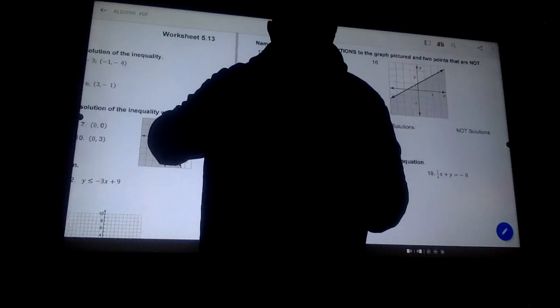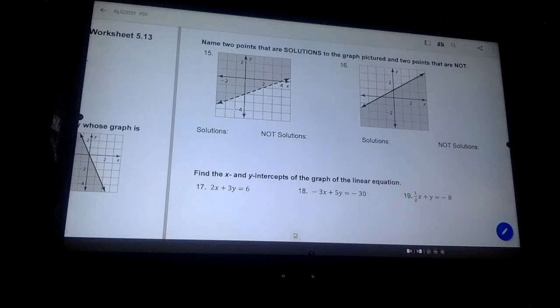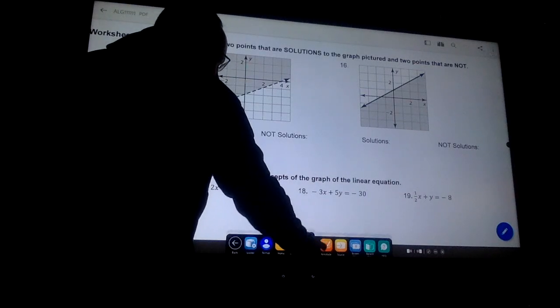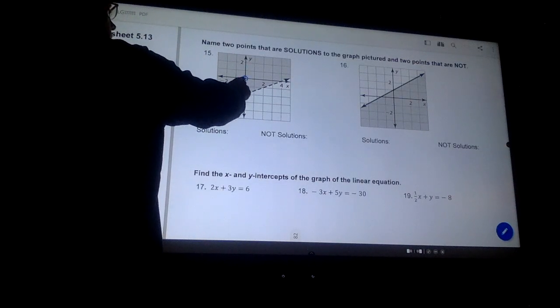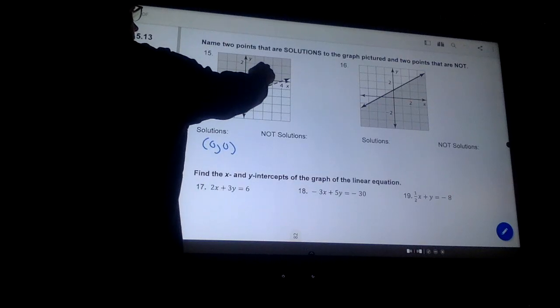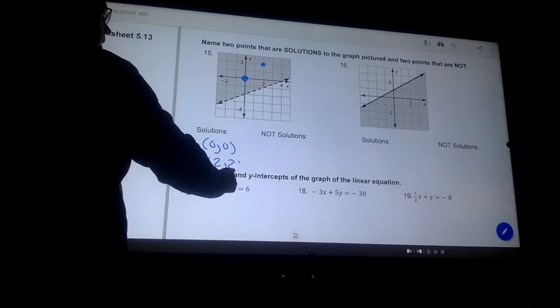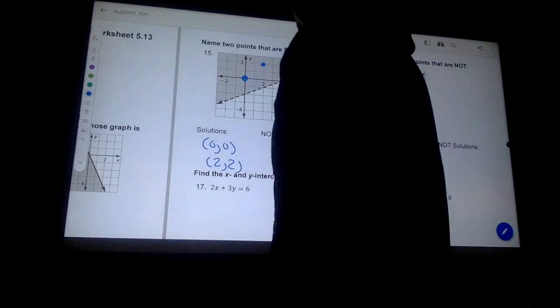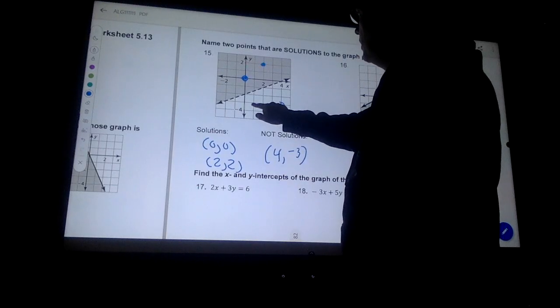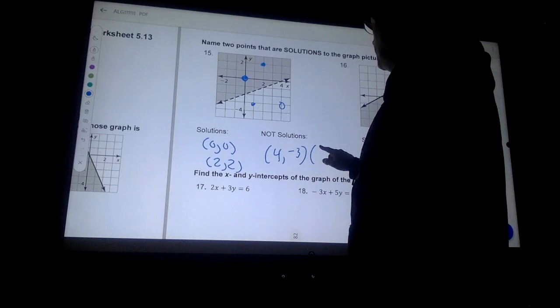Number 15. Name 2 points that are solutions on the graph and 2 points that are not. Well, okay. So you have to pick points. So my answers aren't the only answers. 0, 0 is a solution. And I don't know, let's go with 2, 2. That's a solution. This is not a solution. So 4, negative 3. And I don't know, maybe this one, 1, negative 3.